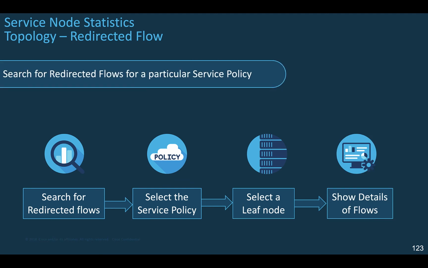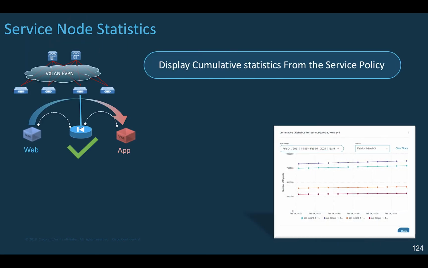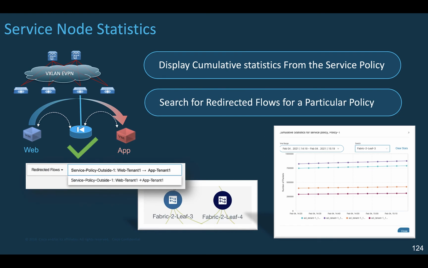Also, from the topology, you can do a global search of redirected flows for a particular service policy. The redirected flow section is added to the switch information window, which has the service configured. The end user double-clicks on the icon of the leaf node highlighted in the topology view. The service nodes and connectivity are displayed within the fabric. The demo consists of showing the cumulative statistics from the service policy, as well as, from the topology view, leveraging the search engine to retrieve the active redirected flows for a particular policy.